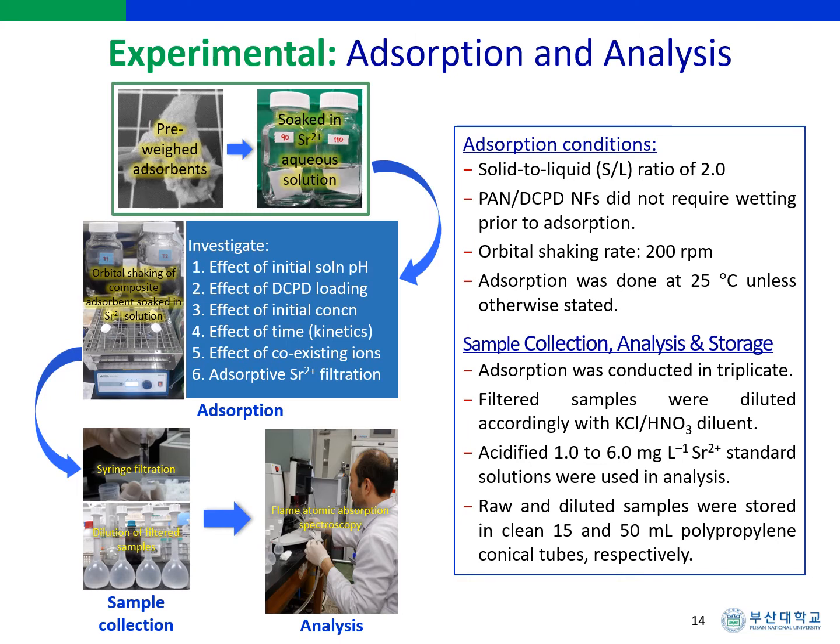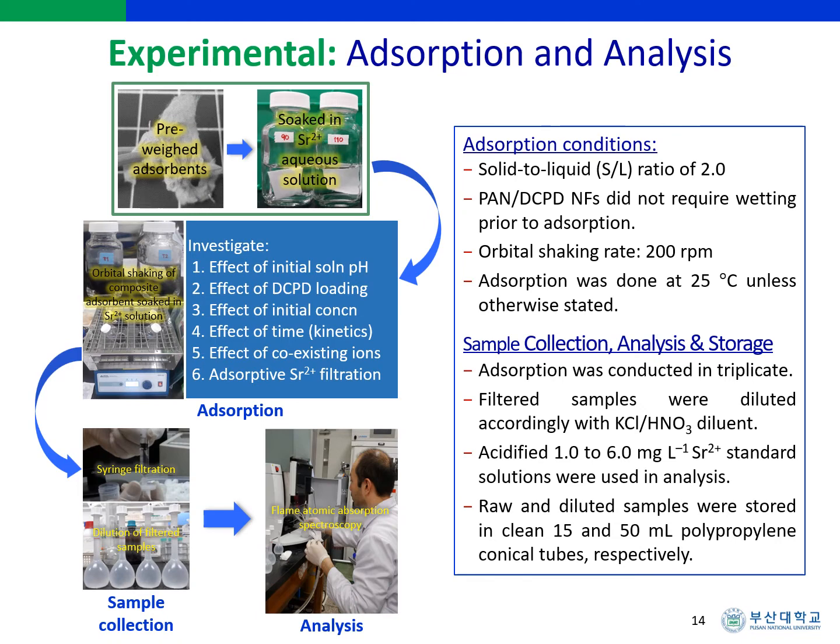Strontium ions from the dissolution of strontium chloride hexahydrate in deionized water served as a surrogate of radiostrontium. All adsorption experiments were conducted in batch mode at 25 degrees Celsius or 298 Kelvin. At a solid-to-liquid ratio of 2 grams per liter, dry pre-weighed DCPD powders, pure PAN nanofibers, and PAN-DCPD nanofibers were soaked in 20 ml aqueous strontium solutions and agitated at 200 rpm for 24 hours using an orbital shaker.